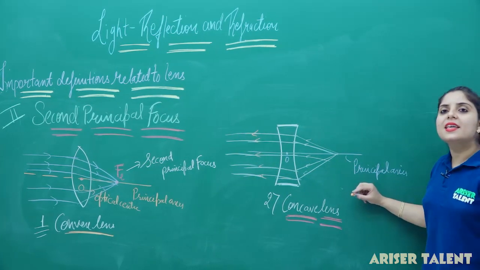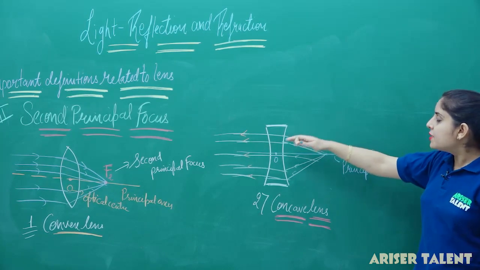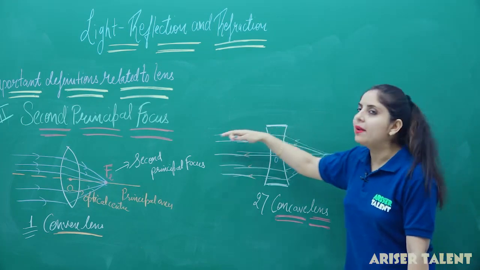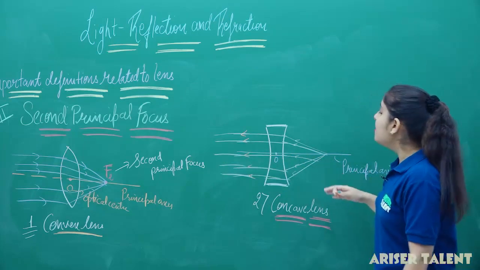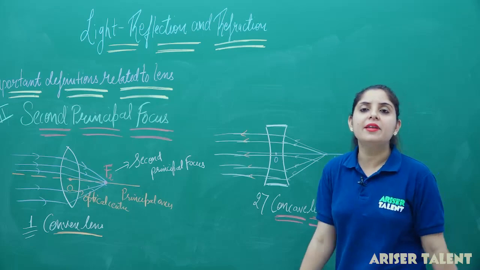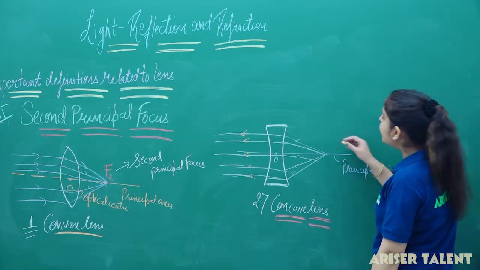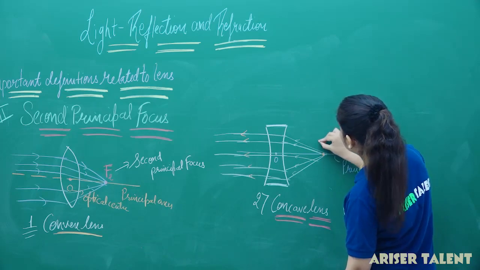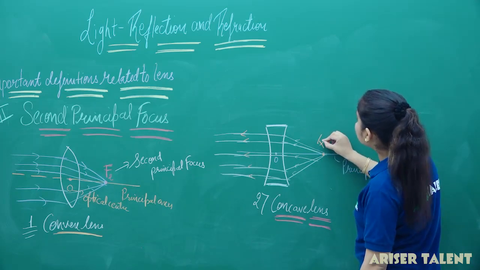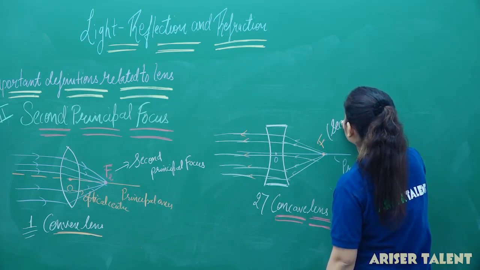So this is the case of concave lens. You can see that the light rays after refraction will go parallel to the principal axis, and they appear to converge at a point, but actually we will get diverging rays in case of the concave lens. Now what is this point? This point will be the focus here. This is our focus, and this focus will be known as a second principal focus.